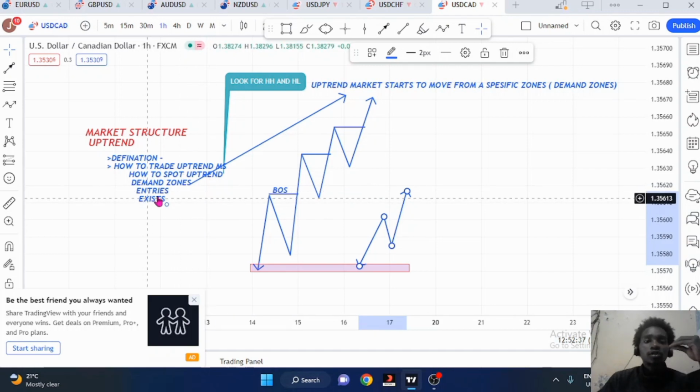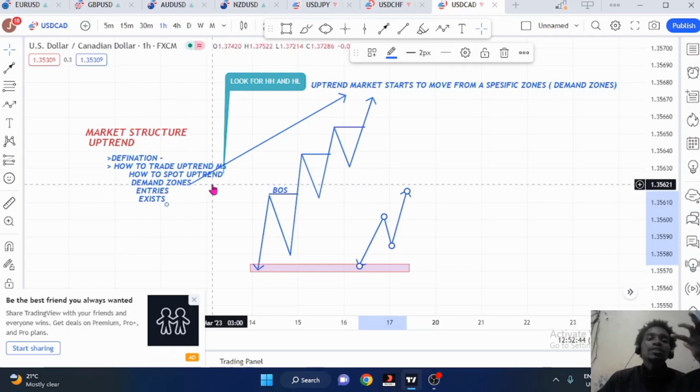Now, after knowing your entries, or rather before you even know your entries, you must know your exits. You can't just start a journey going nowhere. Like you start a journey aiming to go nowhere, right? So even before you master your entries, know your exits.